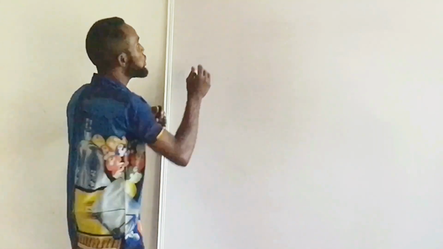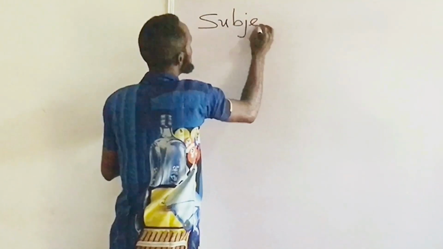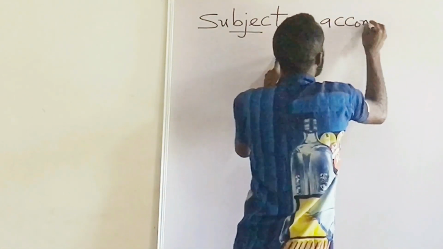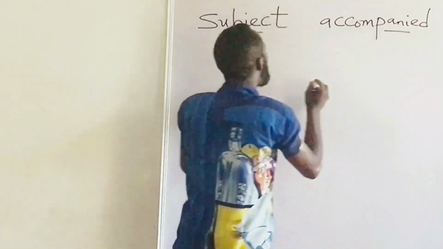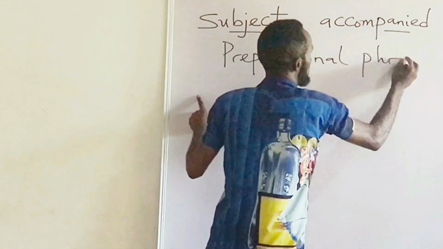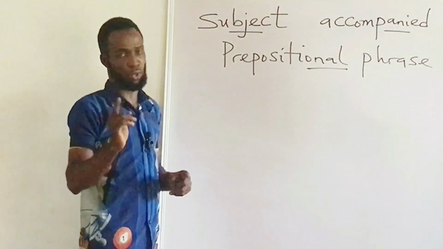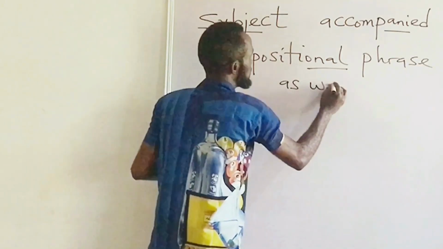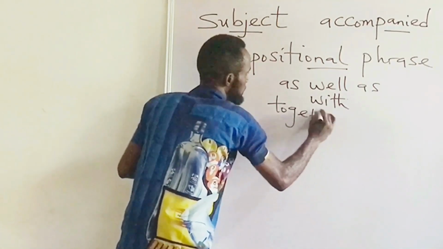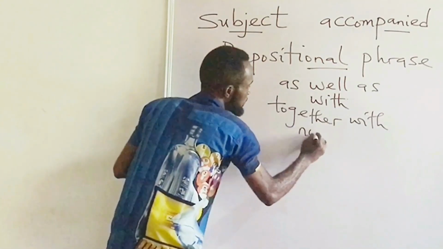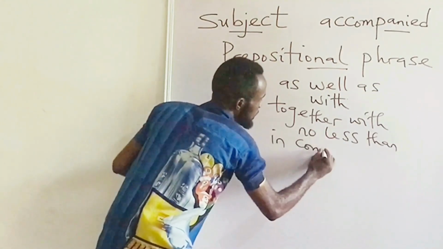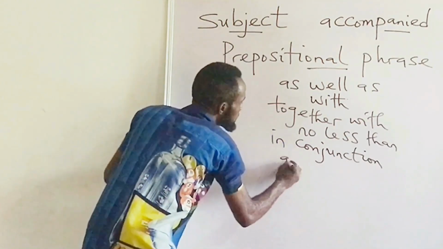If a question contains a subject, and the subject is accompanied by a prepositional phrase that begins with or starts with as well as, with, together with, no less than, in conjunction with, alongside.